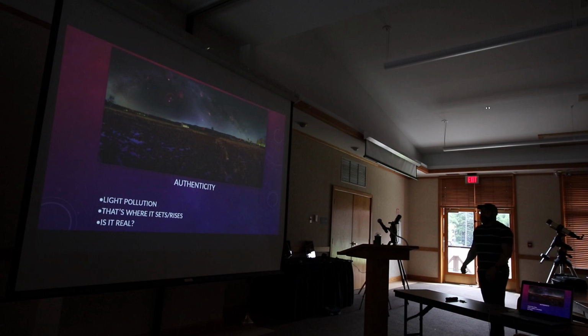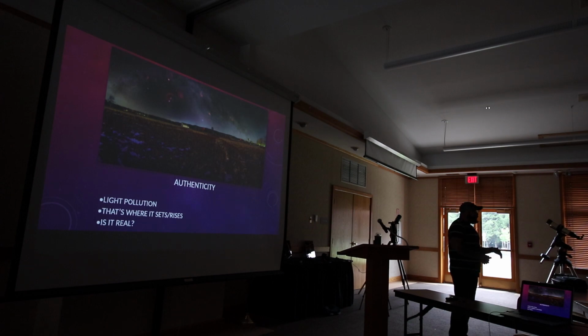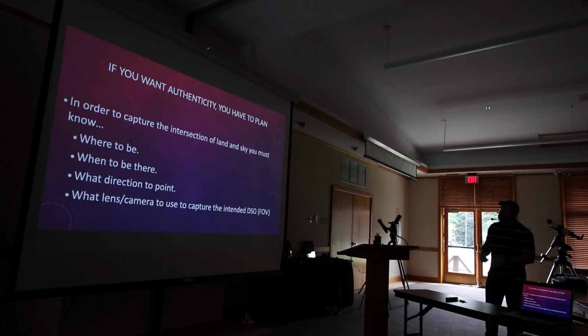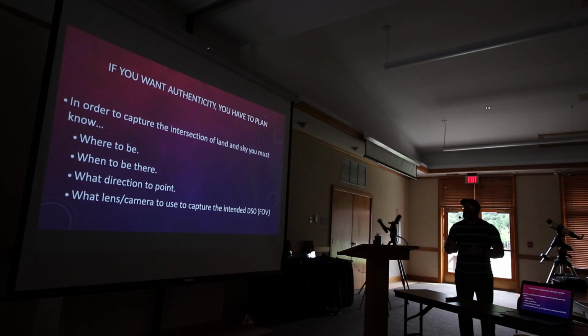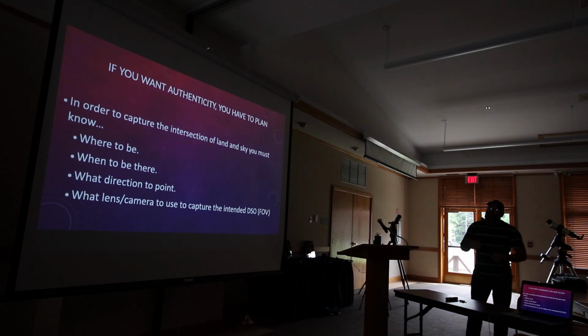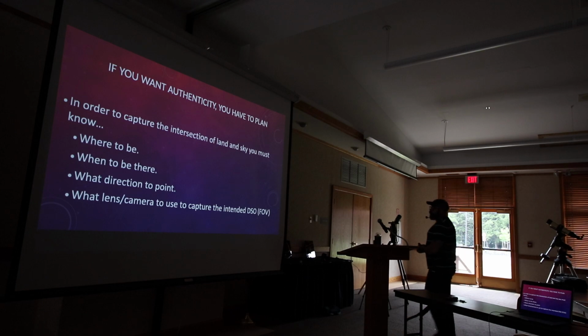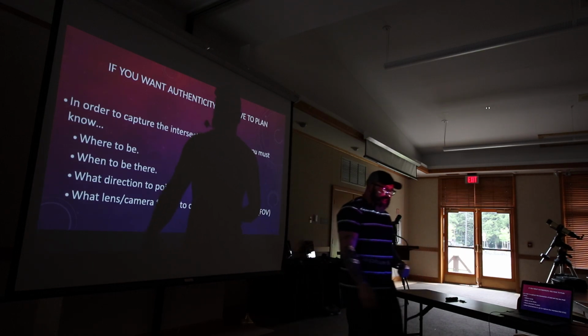So, look, if you want an authentic image, then what you have to do is plan. And that's what I want to talk about. You have to know where you need to be, when you need to be there, and what direction you need to be pointed in. And in addition to that, you need to know what camera, lens, and equipment you're going to have to use to capture the field of view that is needed.